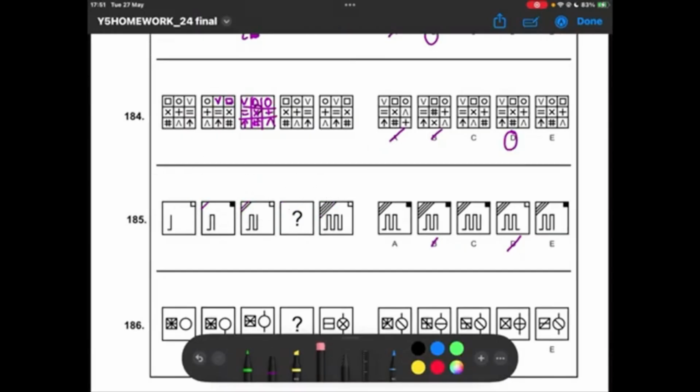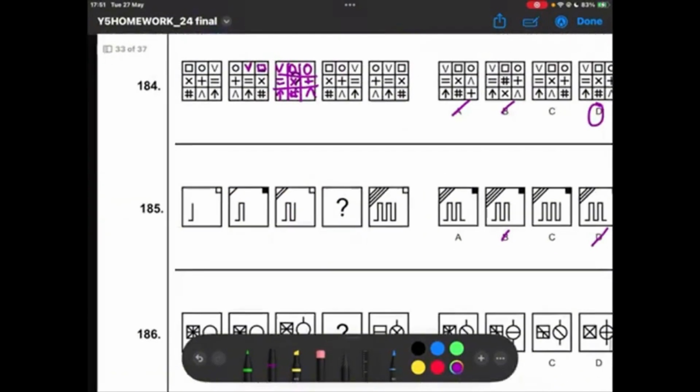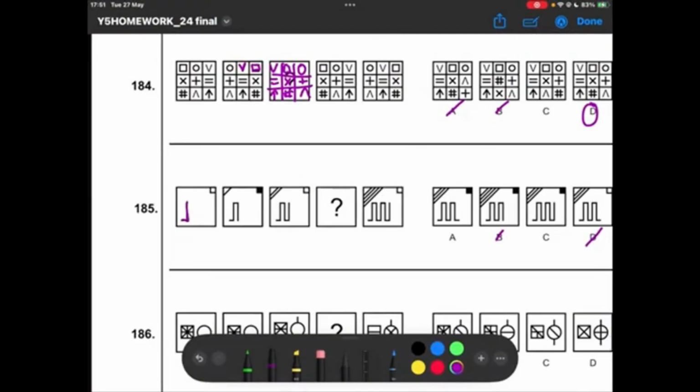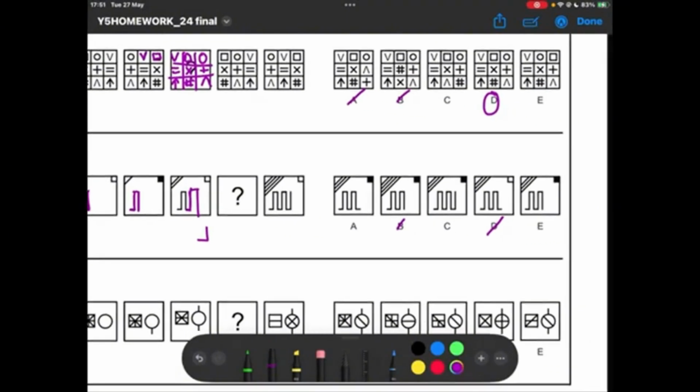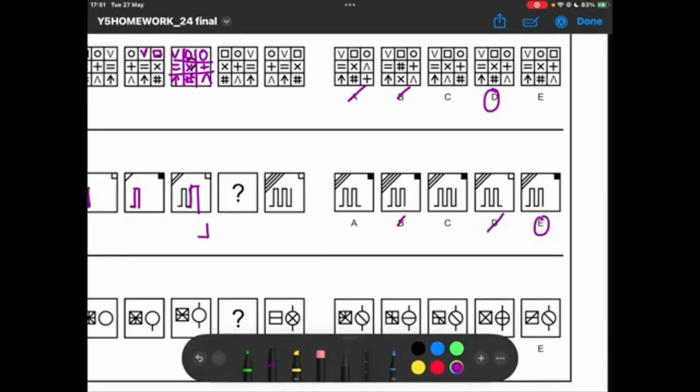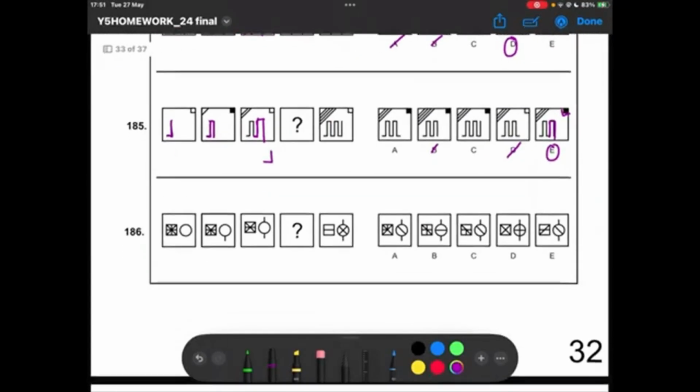Now let's look at the actual shape. So we've added that, then we've added that. So we add like this, one short line and one long line each time. So I'm assuming it's going to actually look like that now. So the answer is E because we've added that, and we've got the 3 lines and the black square at the top corner. So that's fine.